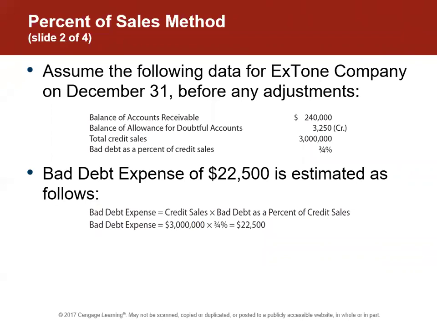All we're doing is looking at a way to calculate what our bad debt expense will be for the period. They estimate that 3/4%. Don't you love it when they give us fractions? So 0.75% or 0.0075 is going to be written off as bad debt. All we have to do is take our $3 million in credit sales and multiply it by 0.75%. And that tells us we're estimating our bad debt expense at $22,500.